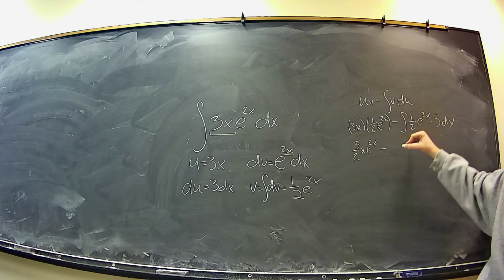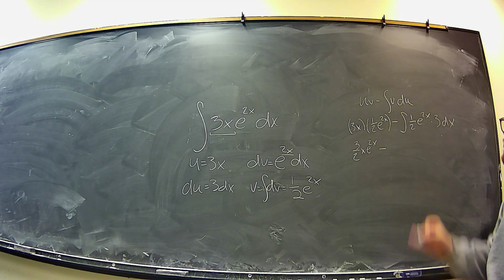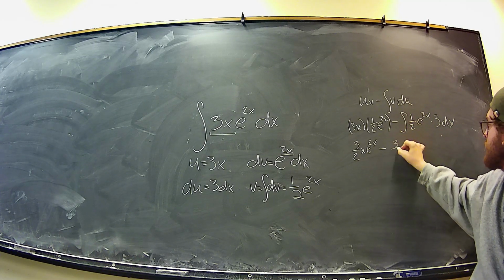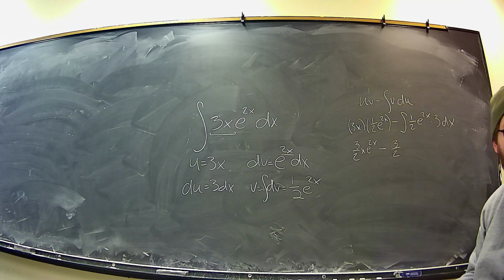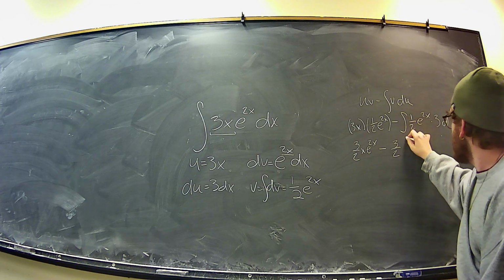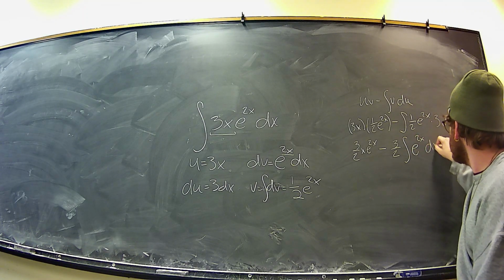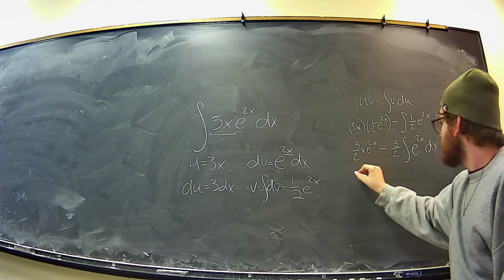Minus, and then I'm going to pull the coefficients out of here. So I'm going to pull the 3 out. I'm going to pull the 1/2 out. That gives us 3 halves, because 3 times 1/2 is 3 halves. And then integral of e to the 2x dx. We'll just bring it down.